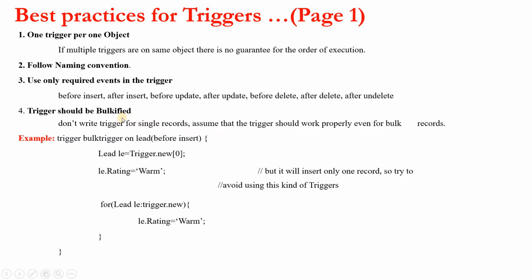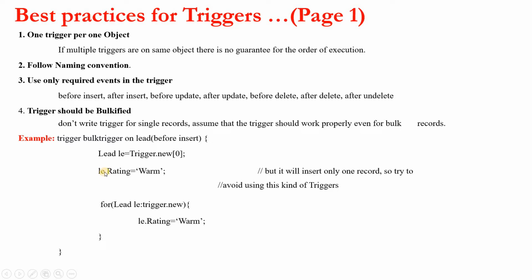The trigger should be bulkified. Bulkified means don't write a trigger for single records. Assume that the trigger should work for multiple records, that means bulk records. For example, the name of the trigger is BulkTrigger on Lead, before insert. The moment we press the new trigger button, this line comes automatically: Lead le = Trigger.new[0]; that means the first element that is going to be inserted in the array.